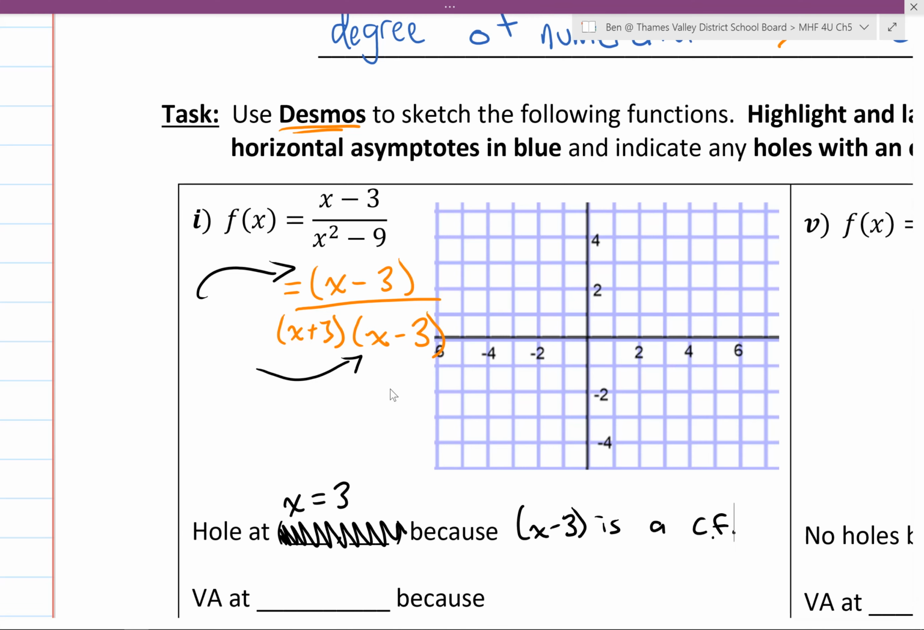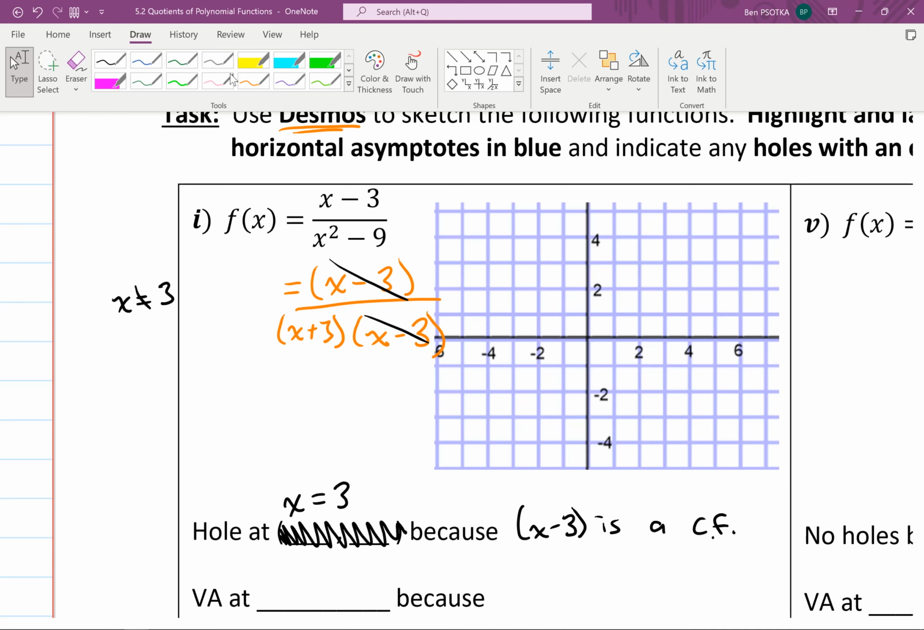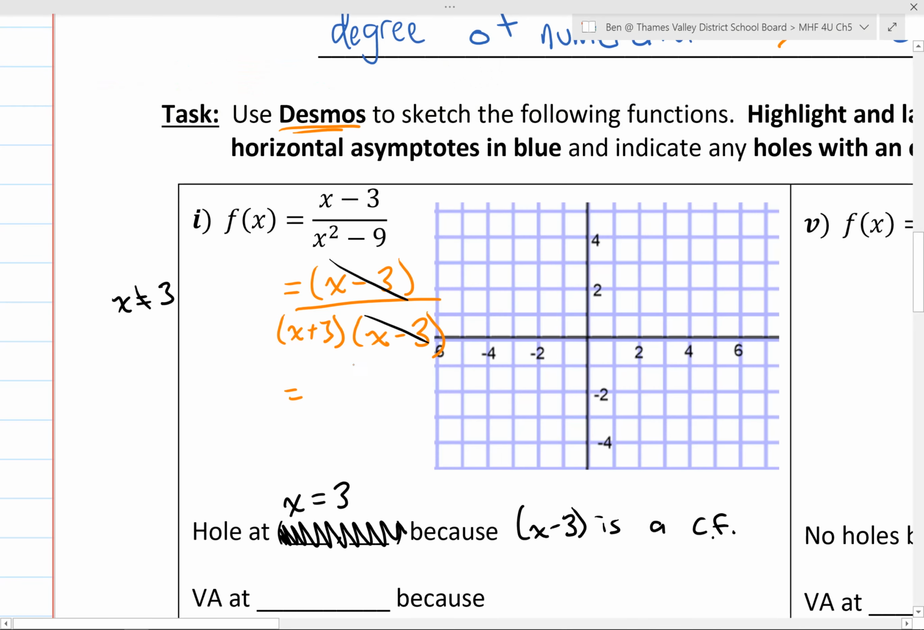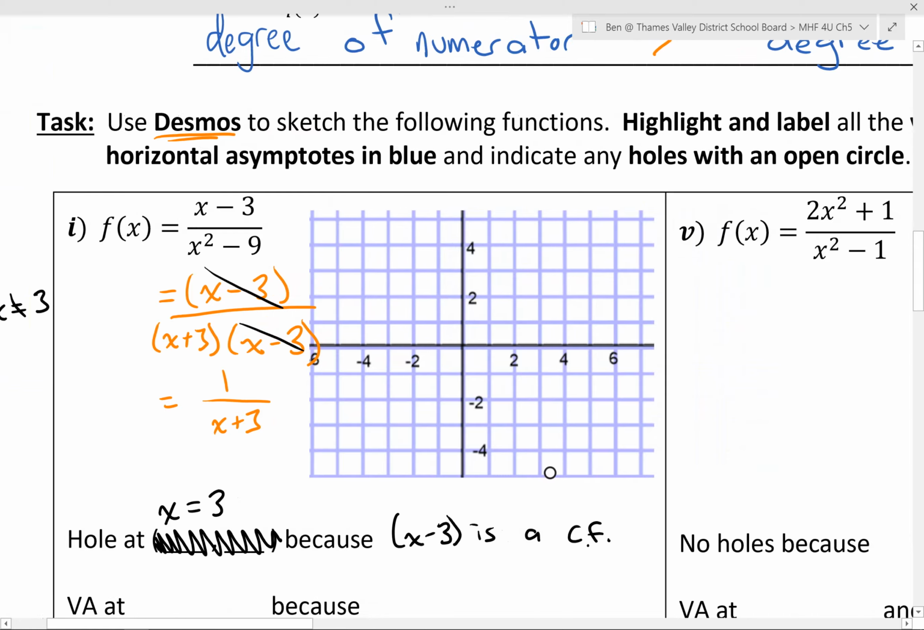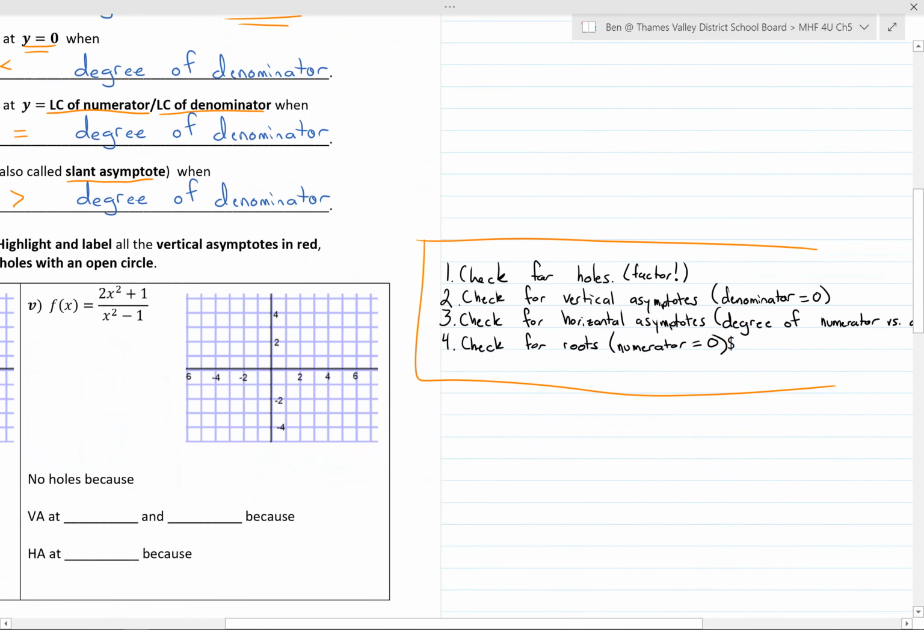Okay, now after I recognize that hole, then I can cancel that out. I can say, okay, x cannot equal positive 3. And I can cancel out this common factor, leaving me with 1 over x plus 3. Don't forget that 1 over. 1 over x plus 3. And then we can take a look at this, and we can say, okay, just like in section 5.1, this is now a reciprocal function, right?